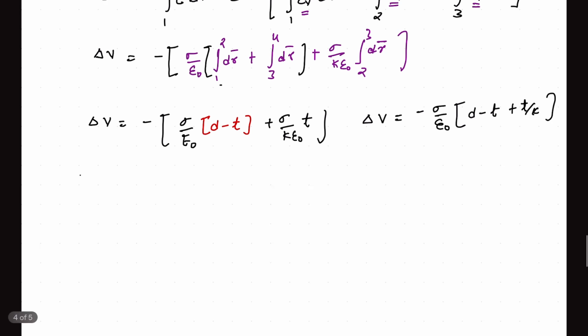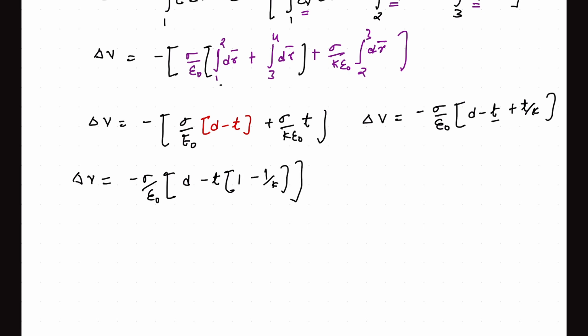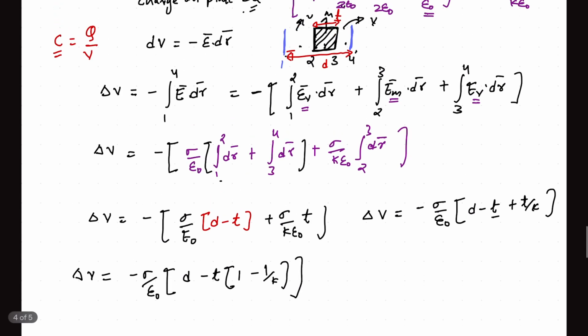So again we can simplify this potential difference. So the potential difference will be minus sigma divided by epsilon naught in bracket d minus t, we can take out common. So then here we will have 1, and the next term we will have minus 1 by k, because we have taken the minus t common. This is our potential difference. Now what is the capacitance? We will use the capacitance formula, C equals Q divided by V.